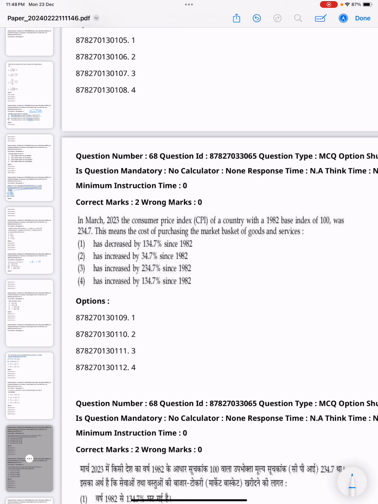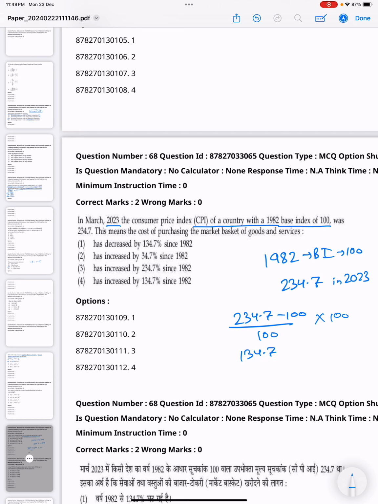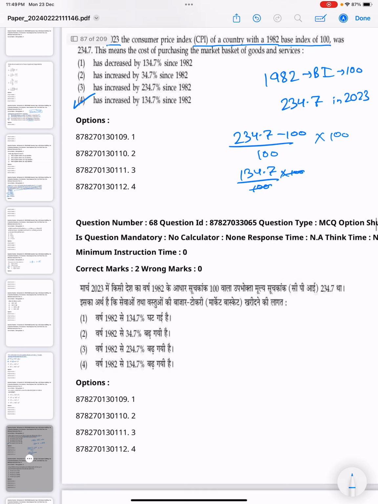In March 2023, the CPI of a country with 1982 base index of 100 was 234.7 in 2023. So this means the cost of purchasing the market goods has increased by (234.7 minus 100) upon 100 into 100, that is 134.7 by 100 into 100. So it has increased by 134.7%.